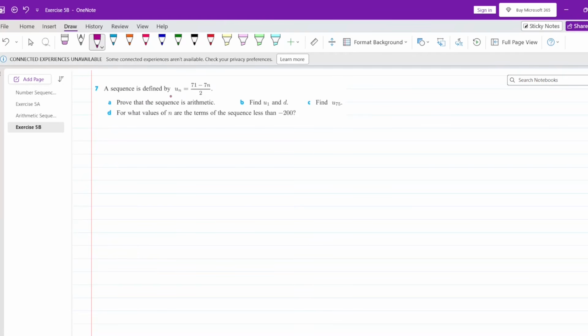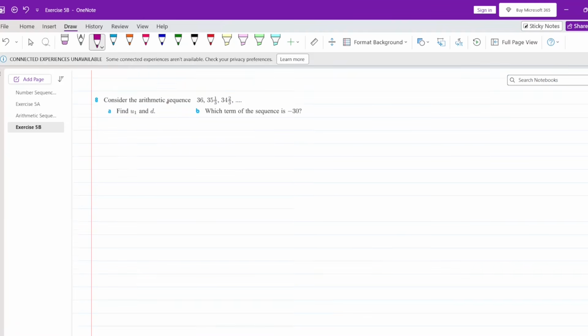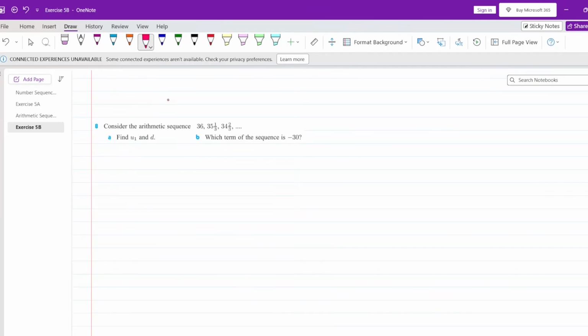A sequence is defined by this expression. Prove that the sequence is arithmetic. So we have done it many times. We'll first find u2 and then find u1, and then subtract u1 from u2. For what values of n are the terms of the sequence less than this? We have also done this just now. Let's go to the next question. Consider the arithmetic series. Find u1 and d. So this is for you to do. Which term of the sequence is negative 30?